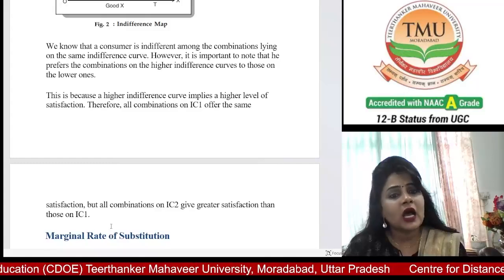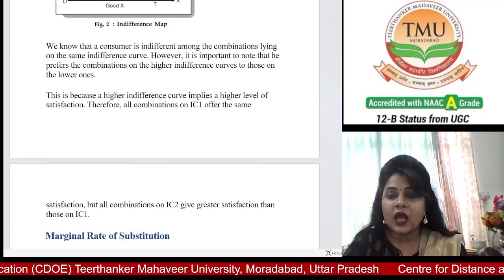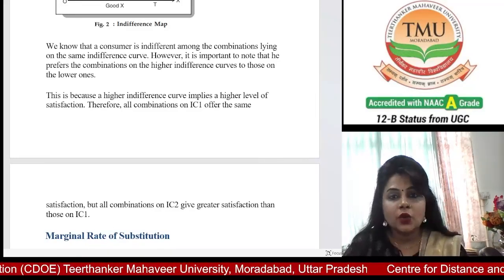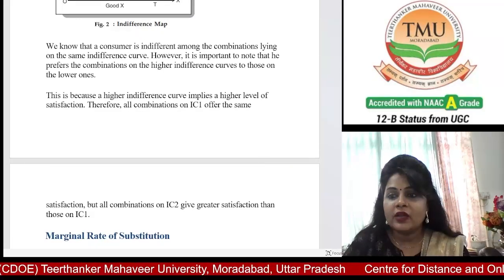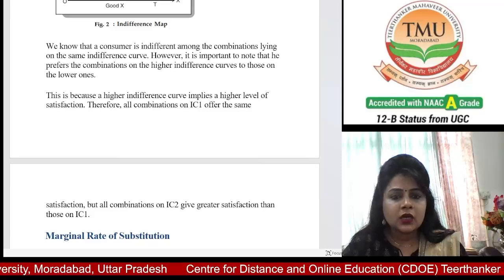This is because a higher indifference curve gives a higher level of satisfaction, the lower indifference curve gives the lower satisfaction level.